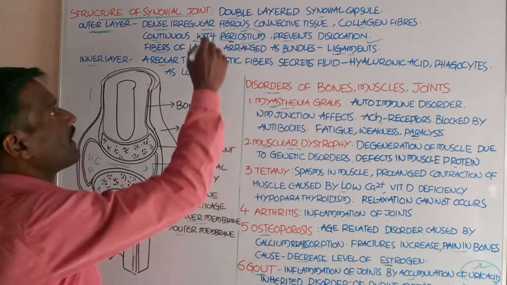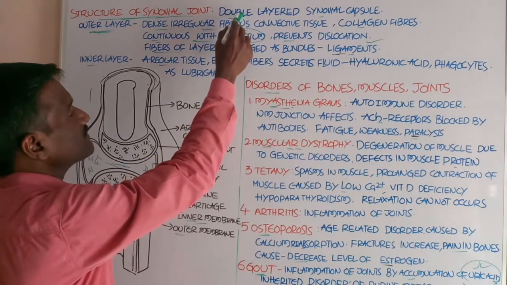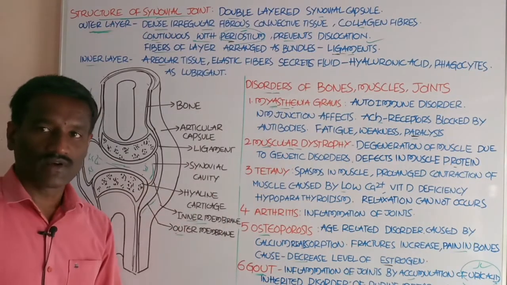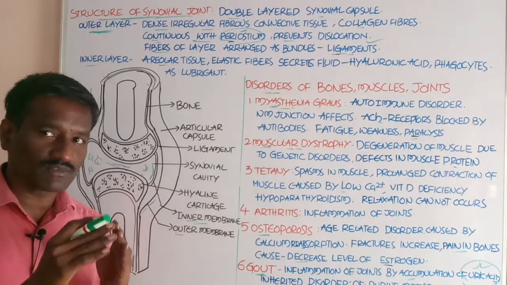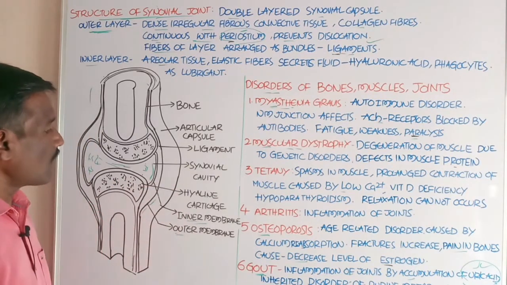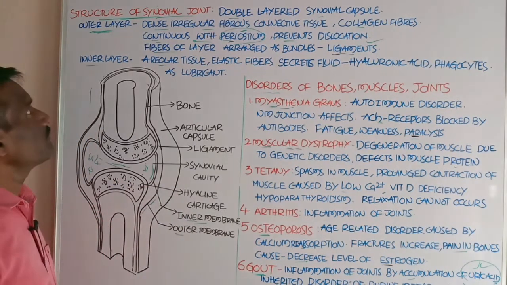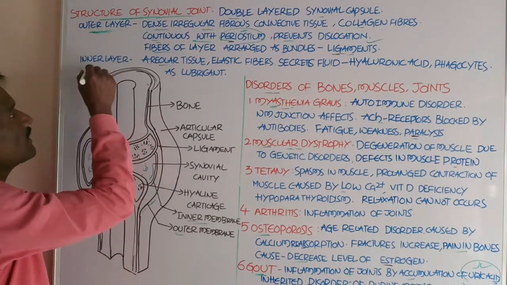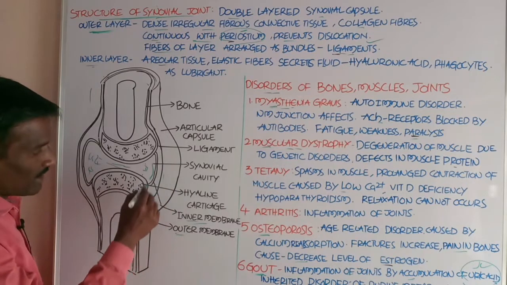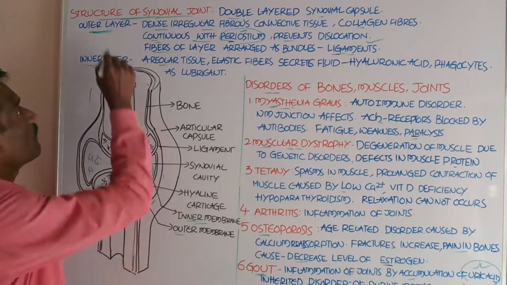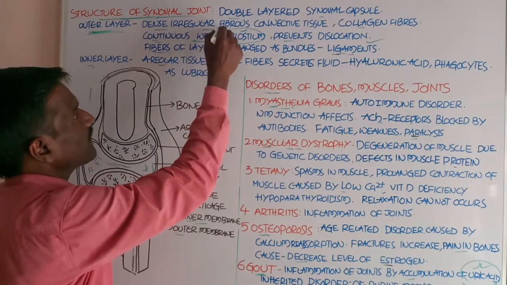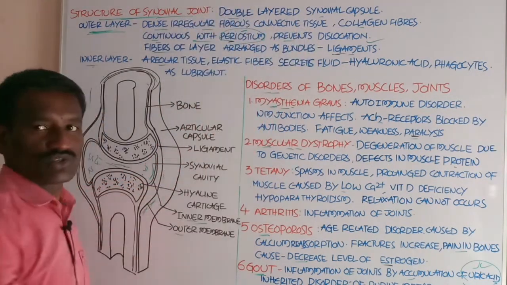Okay student. The synovial joint is formed with a double layered synovial capsule. That forms the synovial joint. Now, what about the double layer? It has an outer layer and an inner layer. This is the outer layer, and this is the inner layer. What about the outer layer? It is formed with dense irregular fibrous connective tissue.